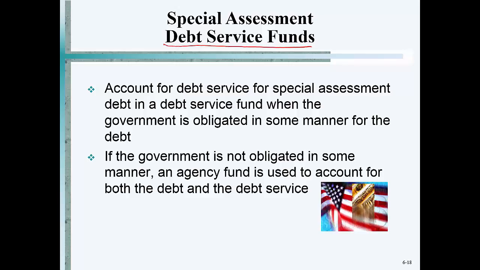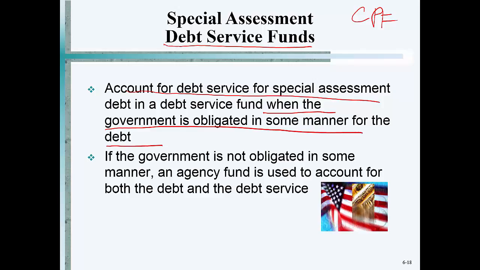Construction of streetlights. Capital Project Fund. Very good. That's going to happen in the Capital Project Fund, and the debt payment that we play acted here is going to come out of the Debt Service Fund, isn't it? And that's when the government is potentially primarily liable. So account for the Debt Service Fund for special assessment when the government is what? Obligated in some manner for that debt. Special assessments get accounted for in the what? Debt Service Fund, when the government is somehow obligated.